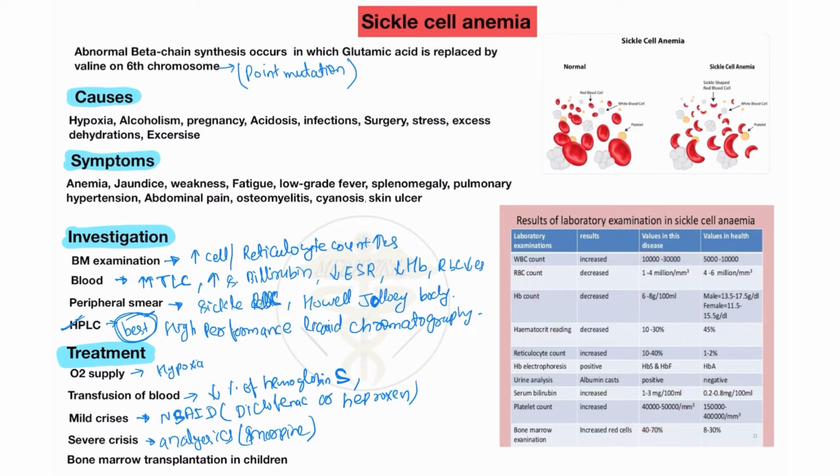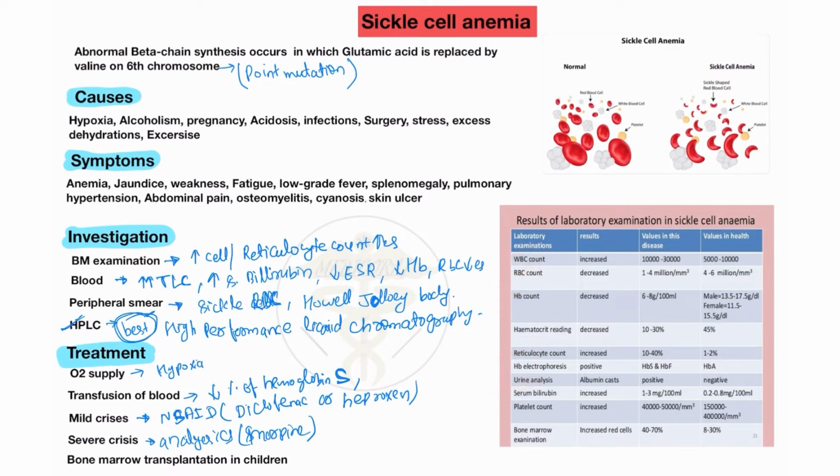And I also discussed here the increase of serum bilirubin. So serum bilirubin increases in the patient of sickle cell anemia. This is the result of laboratory examination of sickle cell anemia. When you see the report of a patient of sickle cell anemia, you will see RBC decrease, hemoglobin decrease, hematocrit decrease, WBC count increase, serum bilirubin increase, and reticulocyte increase. This is the best investigation of the sickle cell anemia patient.